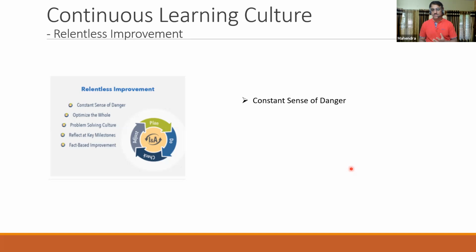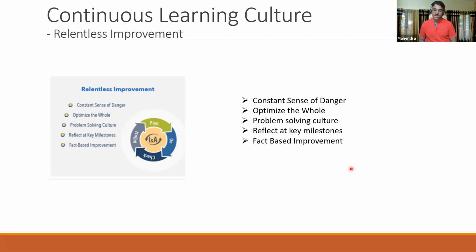Relentless improvement is there's a constant sense of danger. So that is where we start focusing on improving ourselves. And I did talk about it, optimize the whole rather than optimizing in individual pockets. Optimize the whole. And develop a problem solving culture. And do have milestones. In one of the, in the SAFe palette, we talk a bit more on the milestones. So have key milestones and reflect on key milestones, and have fact based improvements, rather than on gut feel. So have fact based improvements in place.